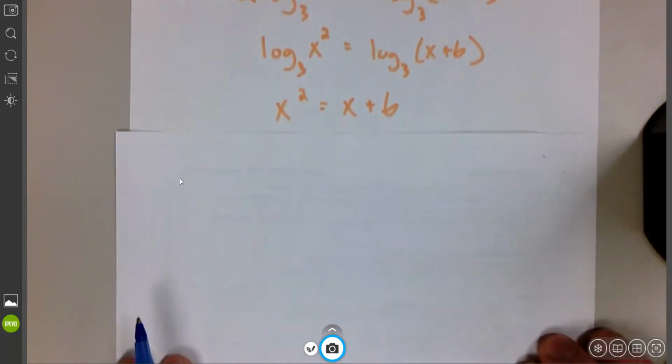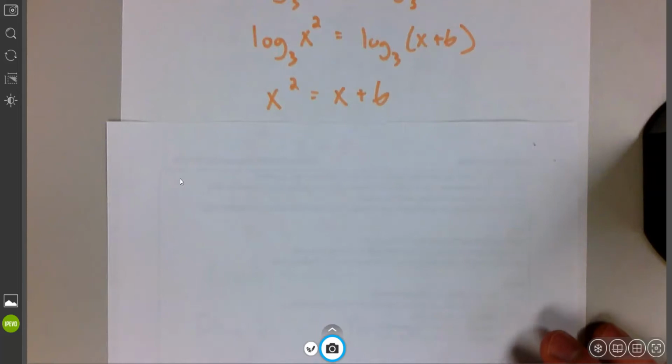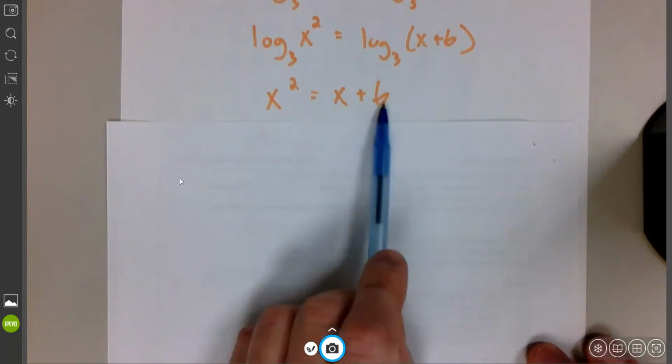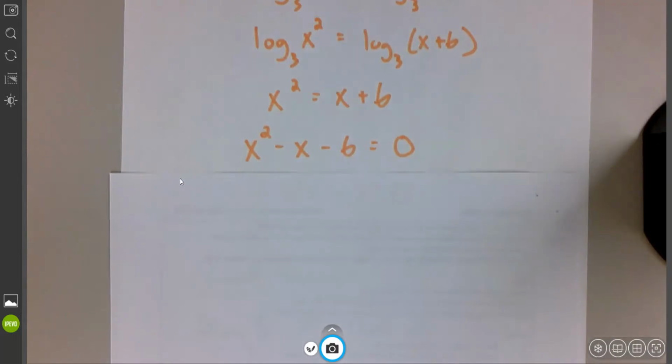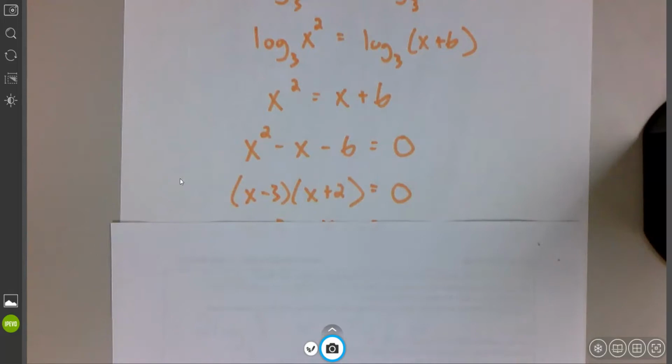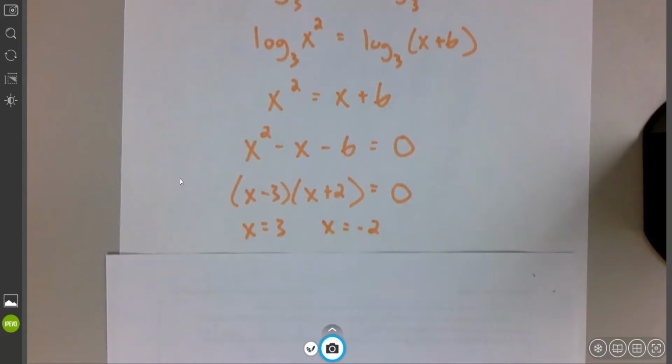Okay. Now to solve this, though, we're going to need some algebra 1 or algebra 2. We're going to subtract the x and subtract the 6 to move it over to the other side, get it equal to 0. It's a quadratic. We're going to factor it, and we are going to use the ZPP and set these factors equal to 0. So we get our answers. Awesome. 3 and negative 2.